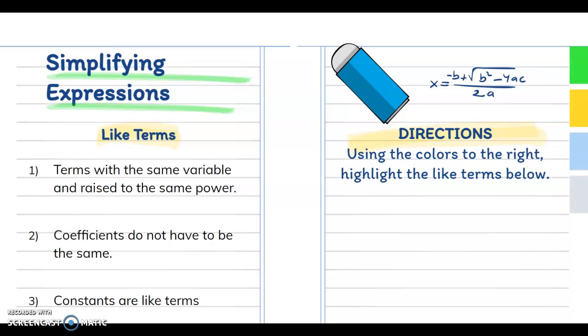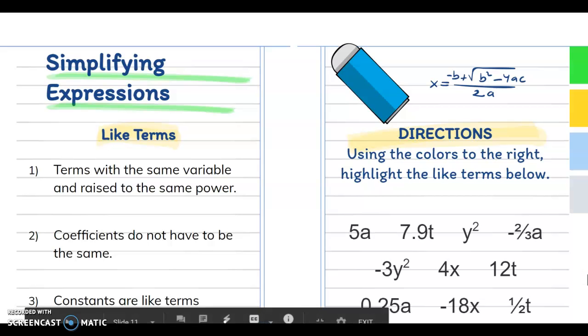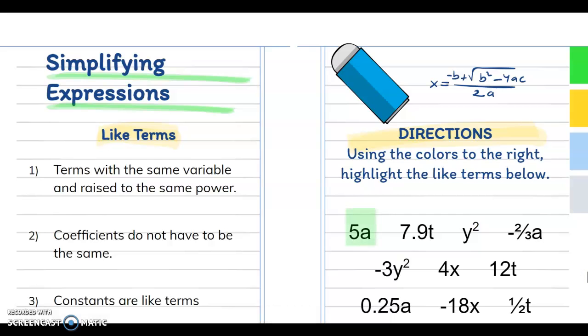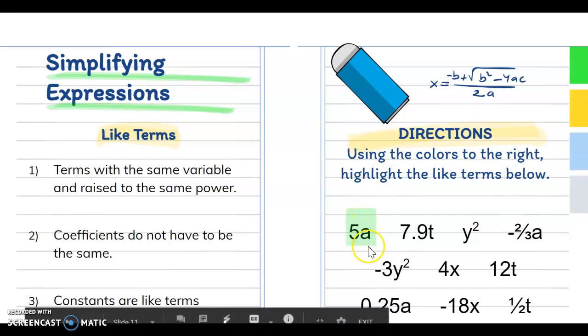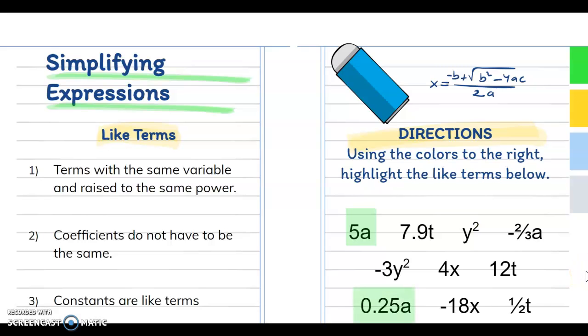So using the colors to the right, we're going to highlight the terms below. Here are our terms. So we have 5a, we're going to highlight with green. Now everything that has that variable with a, we're also going to highlight with green. So we have 0.25a, negative 2/3 a. Those are all like terms. We have 7.9t. So everything that has that variable with t, we're also going to highlight with yellow. We have 12t and 1/2 t. Those are all like terms.